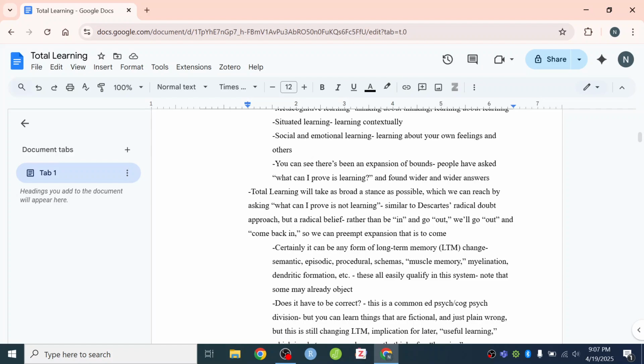Of course, you have to factor in the chance of getting something correct randomly. With that said, that would be a popular conception of learning in educational psychology, that correctness is an important part of the measurement of learning.